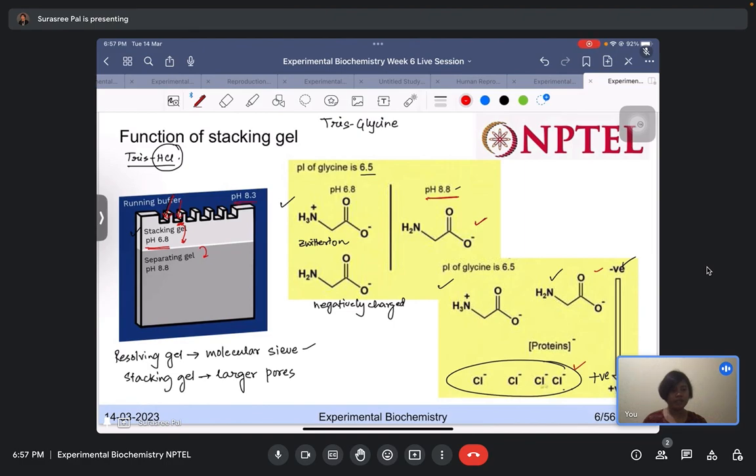And the running buffer is maintained at pH 8.3, so that the ions can actually create this voltage, or allow the migration in the gel, because the protein molecules will not be very much charged for this electrophoretic mobility, but the other ions of this buffer components will actually determine the mobility of this gel.